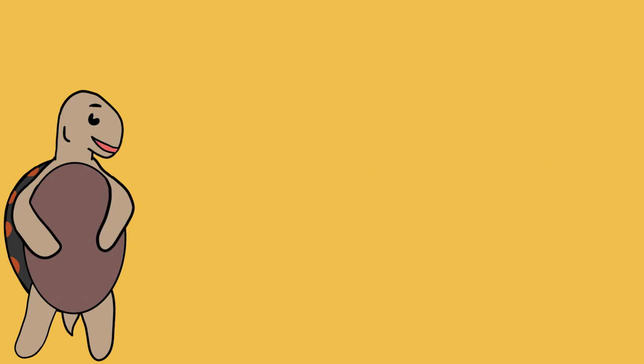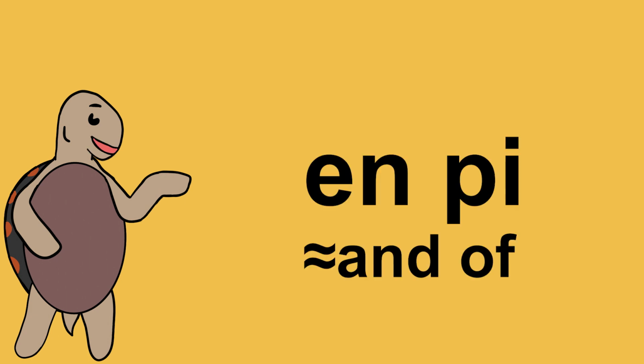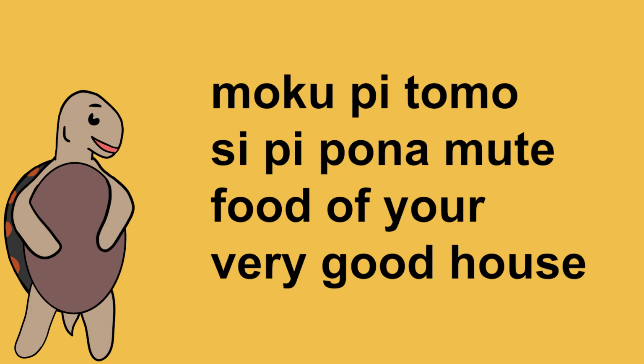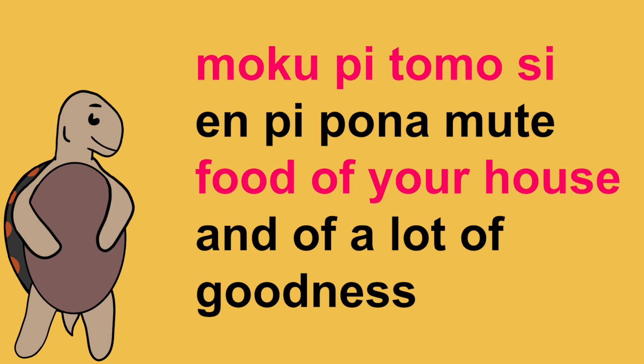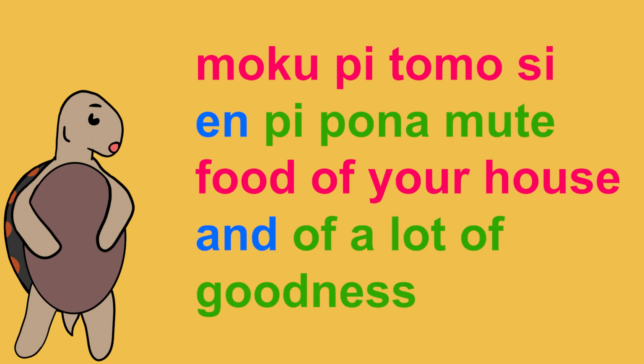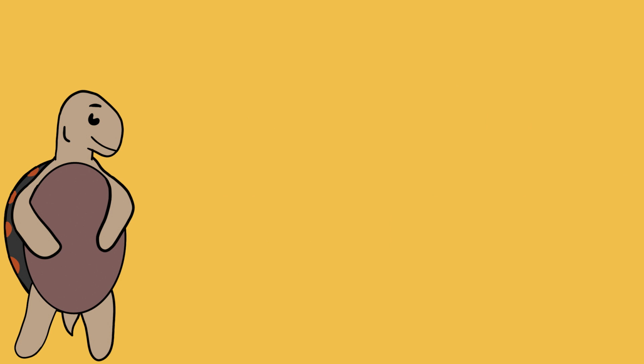If you feel really fancy, you can also use multiple pi. Moku pi tomo sina pi pona mute means food of your very good house, since the second pi phrase modifies the tomo. However, if you say moku pi tomo sina en pi pona mute, it means food of your house and of a lot of goodness, meaning very good food of your house.